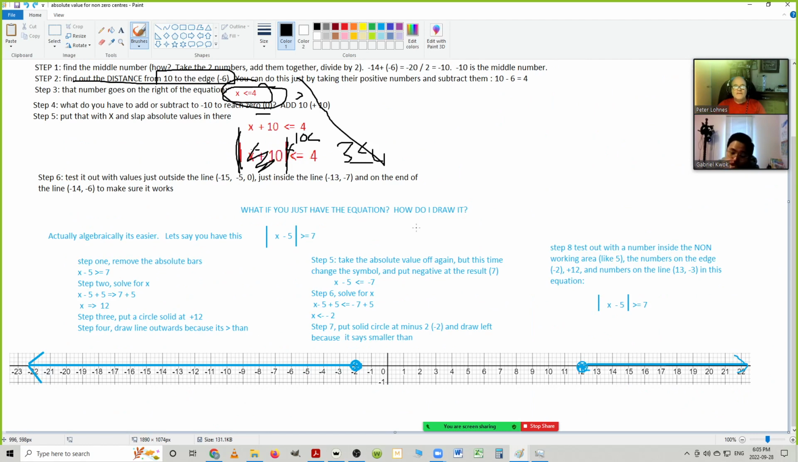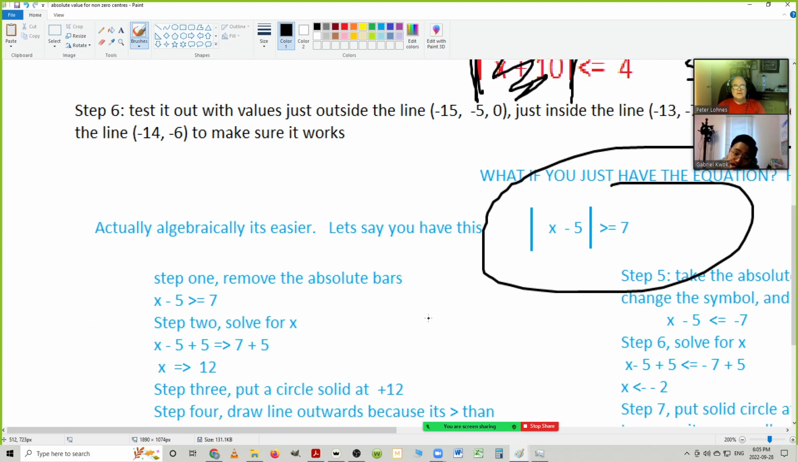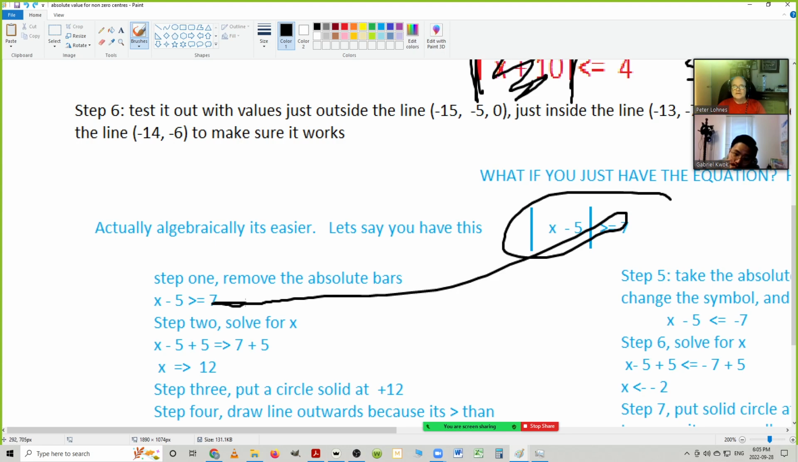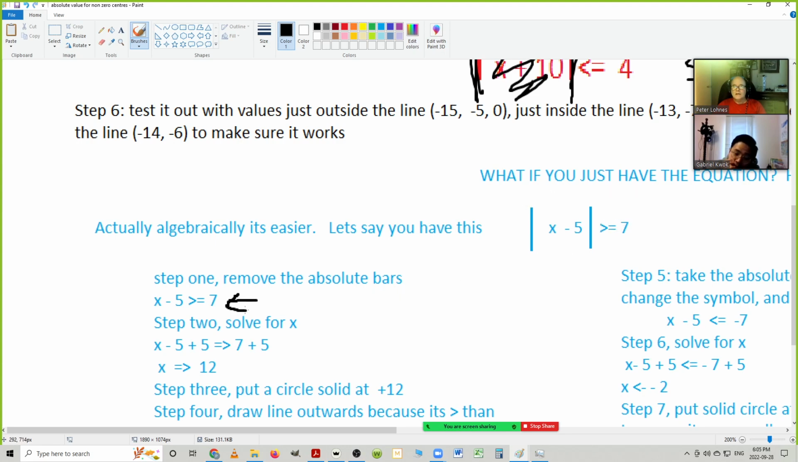And then finally, what if you have an equation? How do I draw it? Okay, well, it's the reverse steps. Step 1, remove the absolute value bars. What do I get from here? I get this, right? Step 2, solve for x.